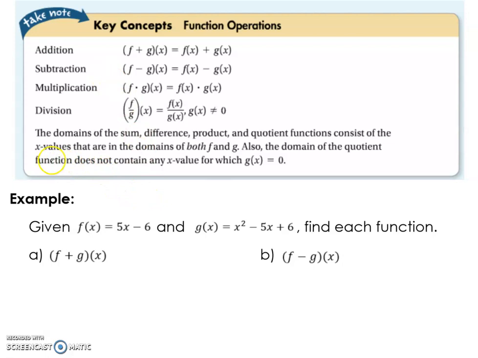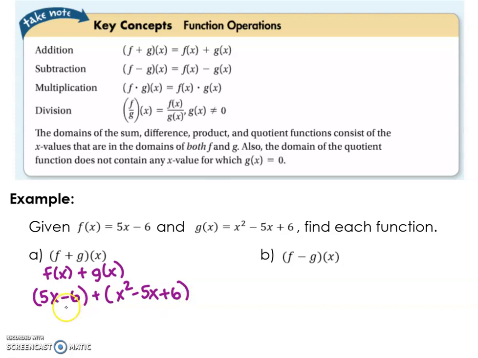So let's look at this example. For A, here we have f plus g of x. These x's on the outside don't mean that you're going to multiply your answer by x. It's just saying that the variable that we're using is x. So f plus g of x means that we're going to have f of x plus g of x. So we take our f of x function, which is 5x minus 6, and we're going to add that to our g of x function, which is x squared minus 5x plus 6.